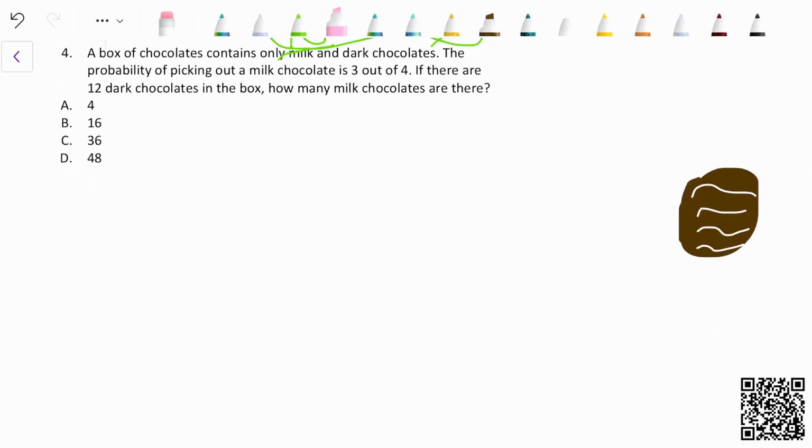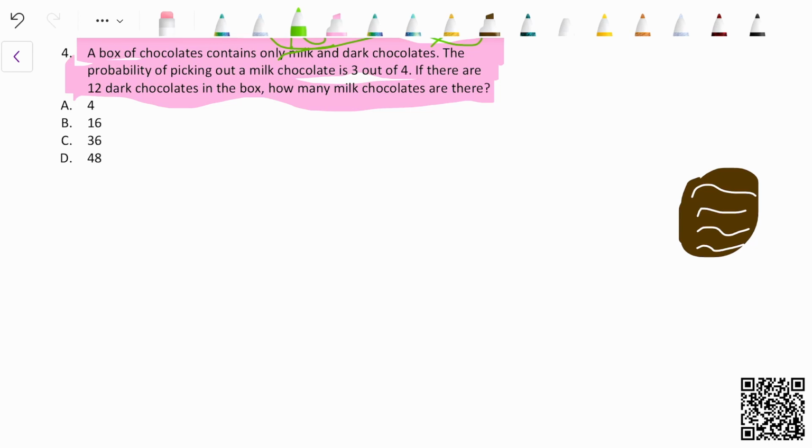So our last question today is, a box of chocolate contains only milk and dark chocolates. The probability of picking out a milk chocolate is 3 out of 4. If there are 12 dark chocolates in the box, how many milk chocolates are there? There is an easier strategy for this instead of using the actual ratio like the last one.